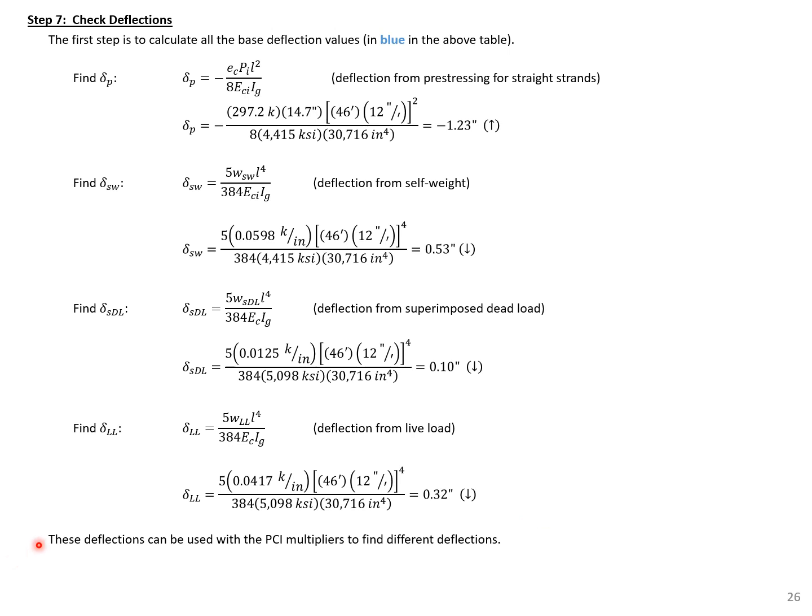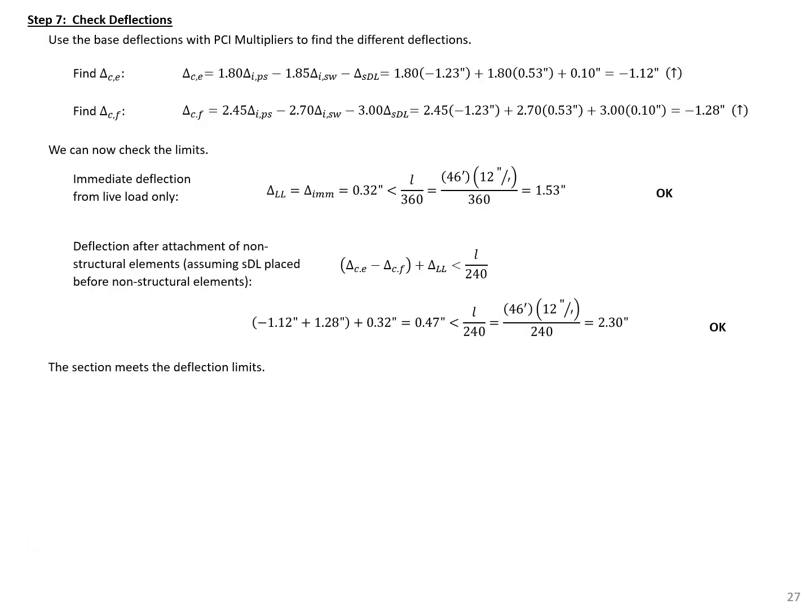We can then use these deflections with our different PCI multipliers to find our deflections at different times. The couple of deflections that we'll need for our code equation checks are shown here. We'll need to find our camber at time of erection and our final camber. Using our base deflections times our multipliers, we find our camber at erection of negative 1.12 inch upward and our final camber of negative 1.28 inches upward.